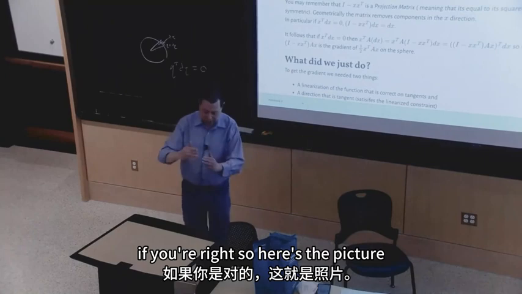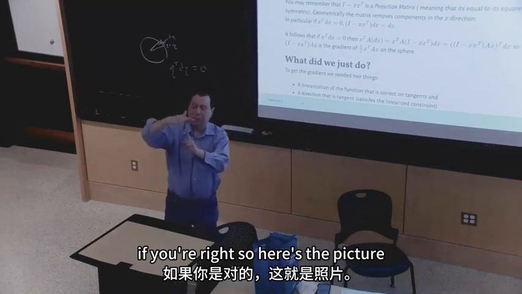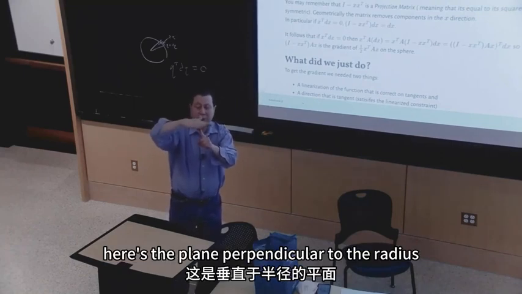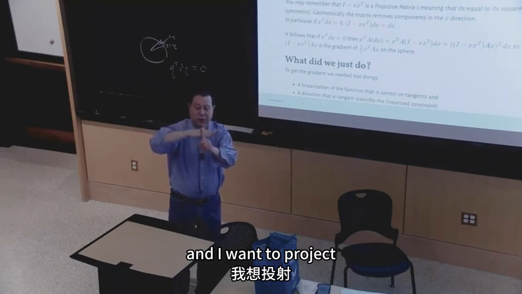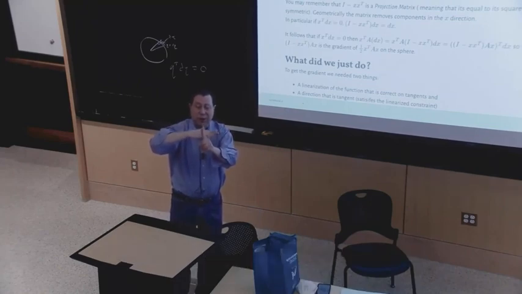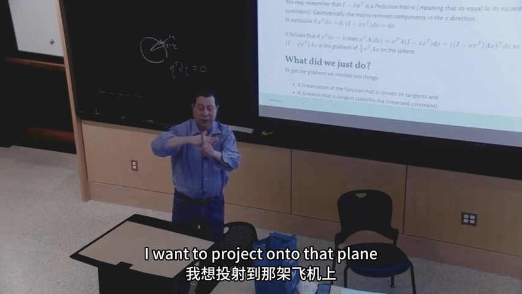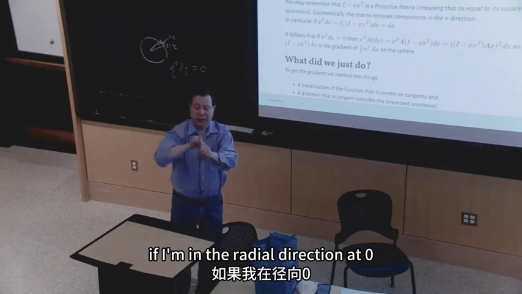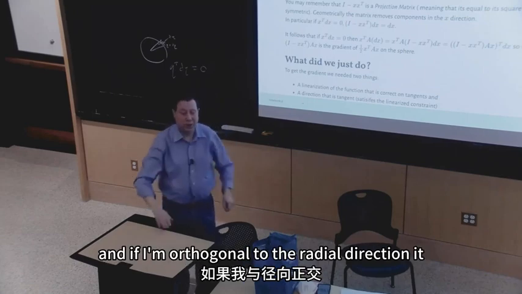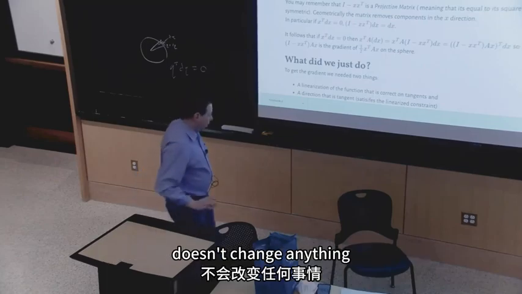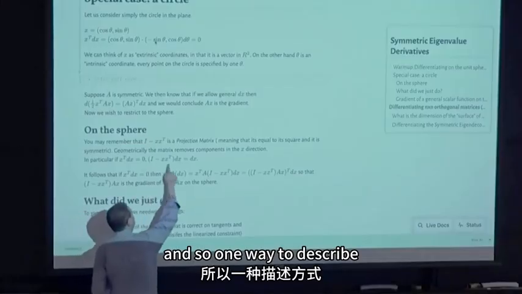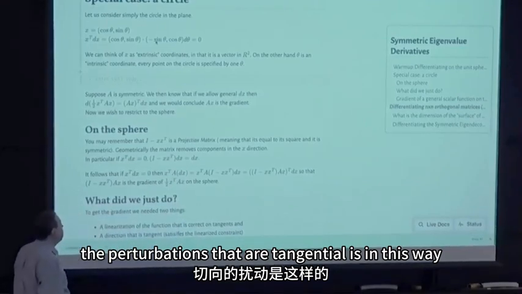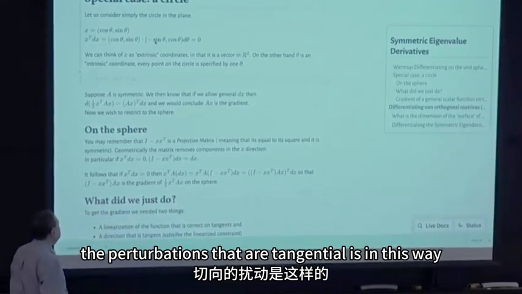So here's the picture. I'll just do it with my hands. Here's your radius. Here's the plane perpendicular to the radius. And of course the plane goes through the origin. I want to project onto that plane. And if I'm orthogonal, that's kind of a no-op, right? If I'm in the radial direction, it's 0. And if I'm orthogonal to the radial direction, it doesn't change anything. And so one way to describe the perturbations that are tangential is in this way.